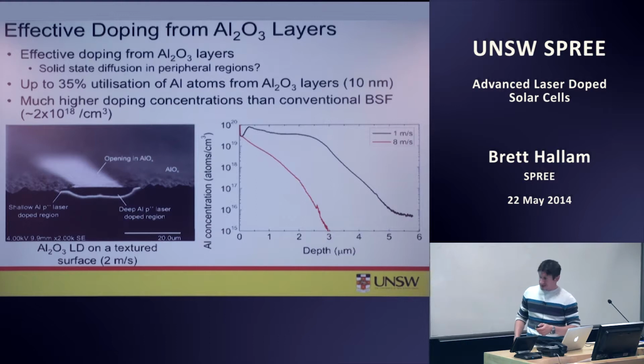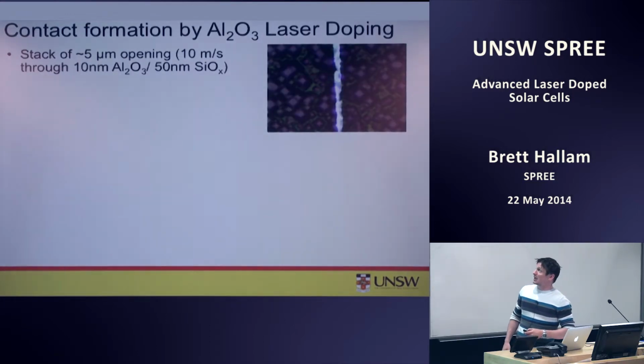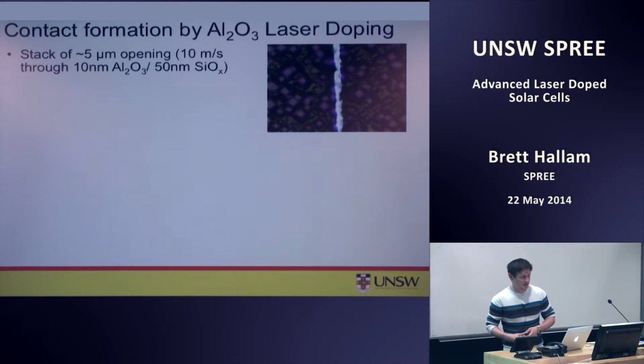And these dopant densities in this laser doped region are much higher than what you expect with a conventional aluminium back surface field, which is around 2 by 10 to the 18 per cubic centimetre, due to the segregation during the epitaxial phase growth. So if you look at the contact formation using the aluminium oxide layers, we've been able to demonstrate contact openings down to 5 microns reliably in the dielectric layers.